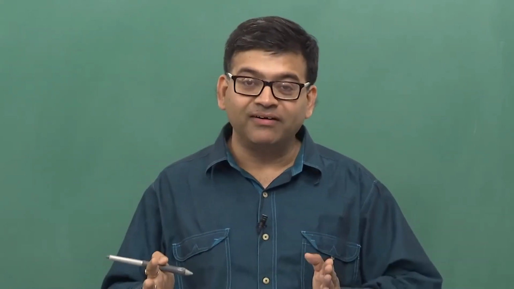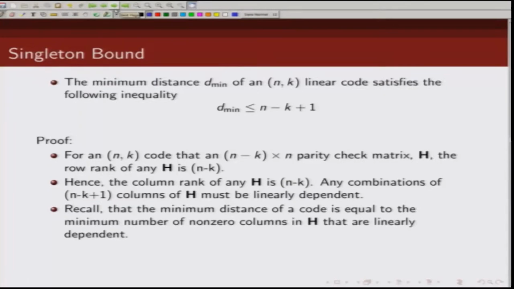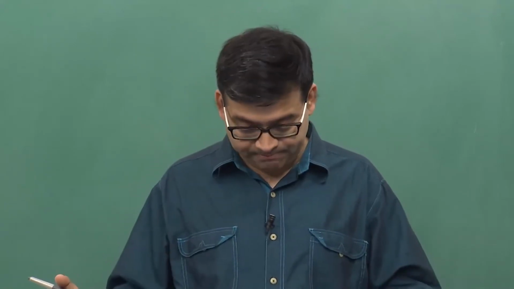And what do we know? What is the relationship between the columns of the parity check matrix and minimum distance of a code? Now, we know that a minimum distance of a code is equal to the minimum number of non-zero columns in the parity check matrix that are linearly dependent. If you recall, we have proved that if the minimum number of columns of the parity check matrix add up to 0, then there exists a code word of that weight.